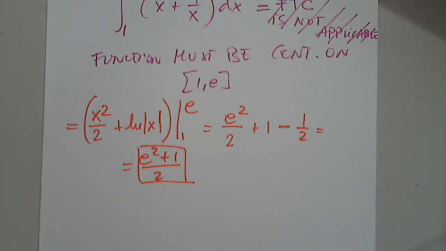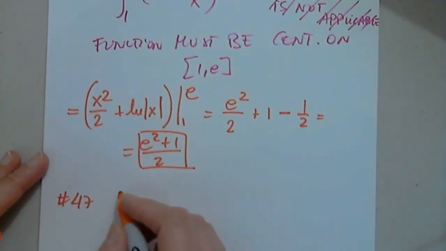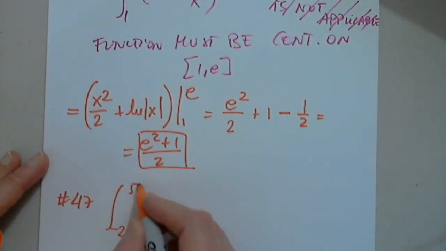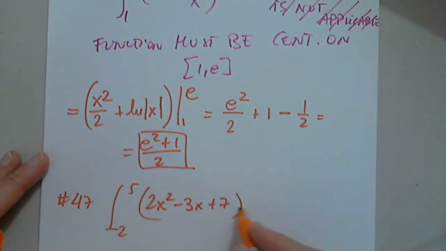Before we look at word problems, would you like to choose anything else, or I will? Can we do 47? Yes. Where is it? I see it. Okay, 47.